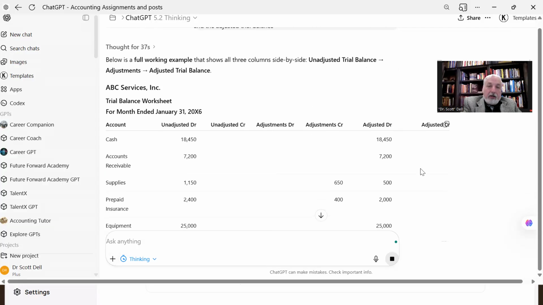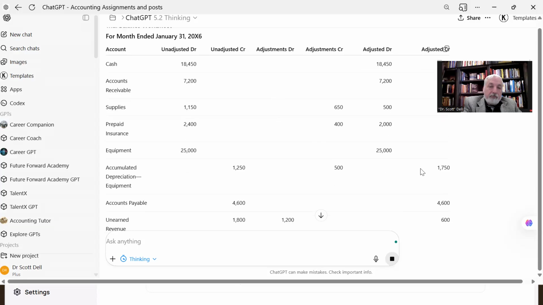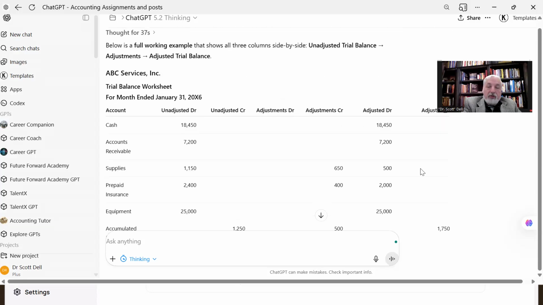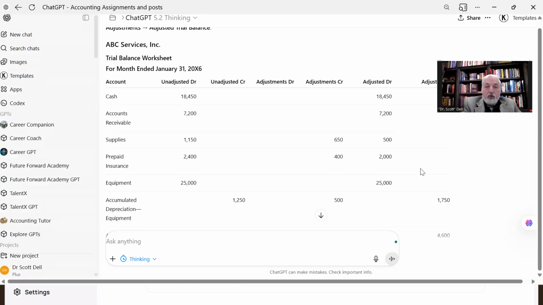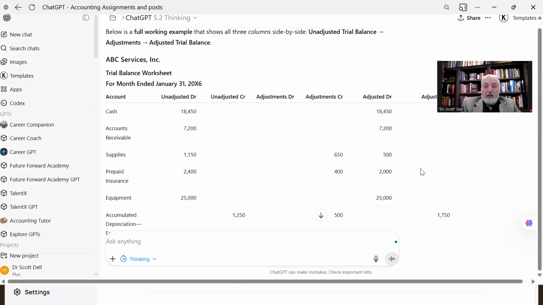Okay, so we have a debit and credit, unadjusted. And then we have adjustments, debit and credit. Notice there's an adjustment to supplies. Oh, it looks like we must have used up some of those supplies. We started with 1150. So we went over and counted in the storeroom, and we say, oh, we must have used $500 worth of supplies. So I'm sorry, there's $500 left of supplies on the shelf, so that means we used $650.